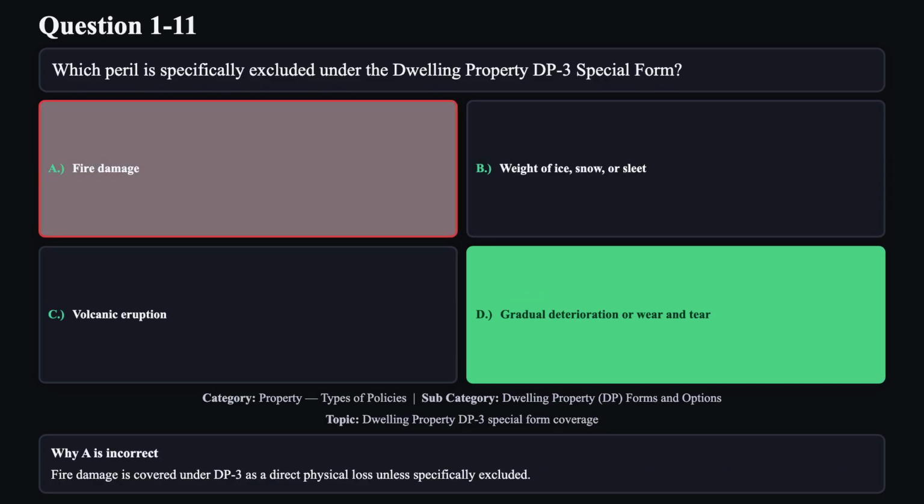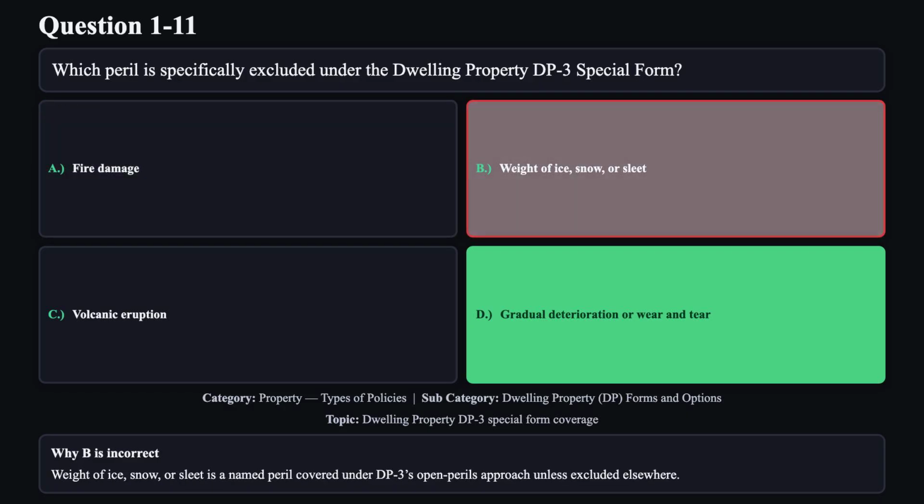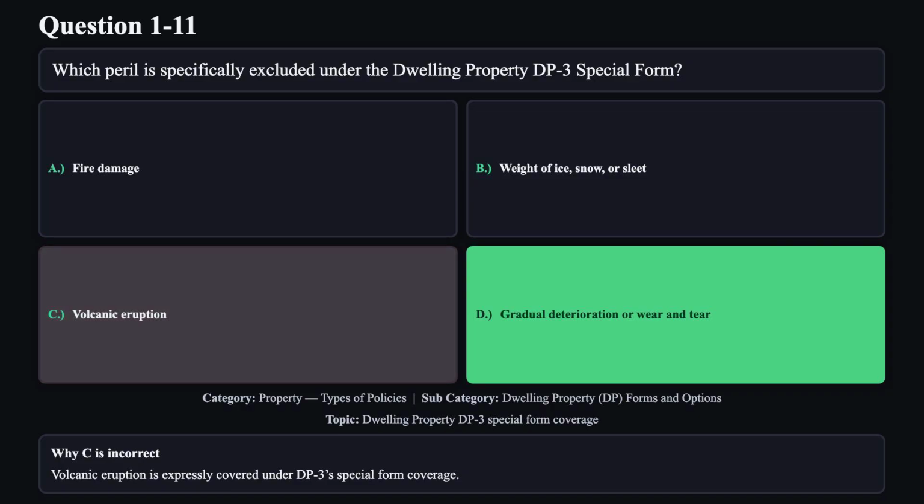Reason A is not correct. Fire damage is covered under DP3 as a direct physical loss unless specifically excluded. Reason B is not correct. Weight of ice, snow, or sleet is a named peril covered under DP3's open perils approach unless excluded elsewhere. Reason C is not correct. Volcanic eruption is expressly covered under DP3's special form coverage.